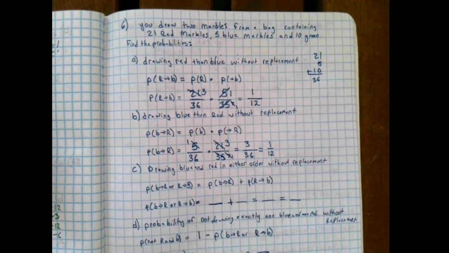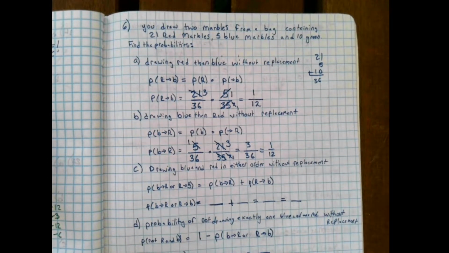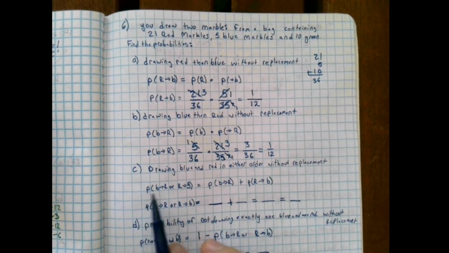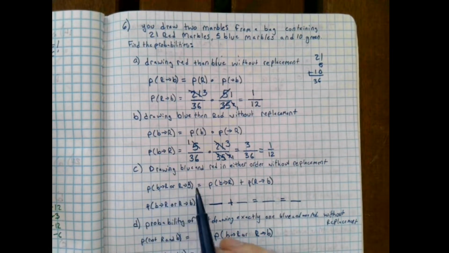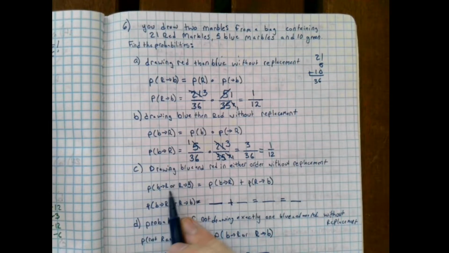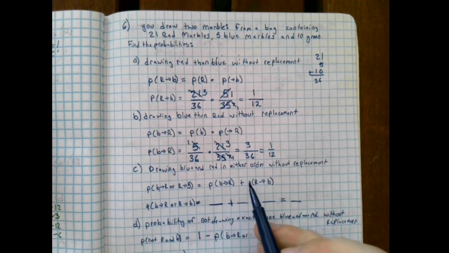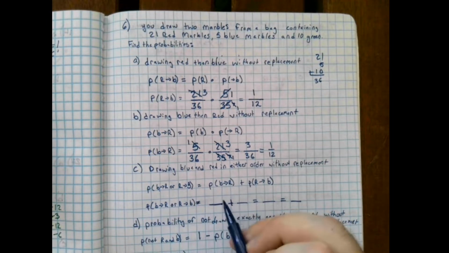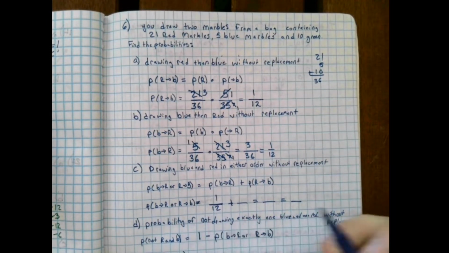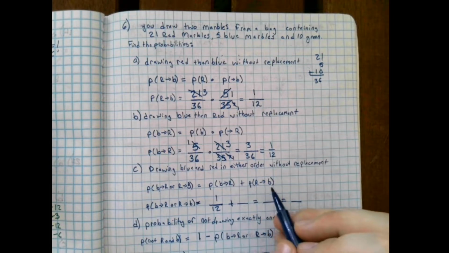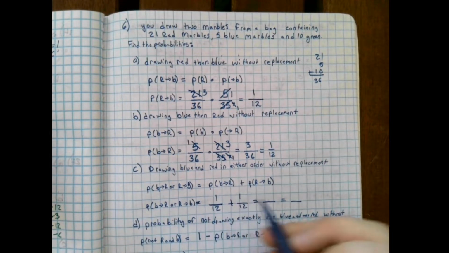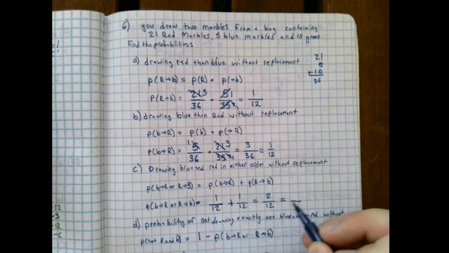Part C says drawing blue then red in either order without replacement. So the probability of drawing blue then red or red then blue. Whenever we have an or statement in a probability, we're going to add. So the probability of blue then red was 1 over 12. The probability of red then blue, also 1 over 12. 1/12 plus 1/12 is 2/12, or 1/6.